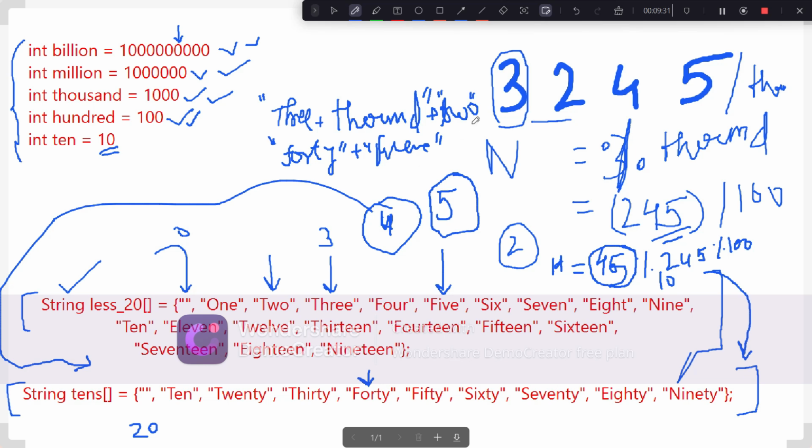3245. Okay, so whenever we divide a number, we have to append that as well. So we appended "thousand" here. With 2 also, we would append "hundred" here. Okay, so let me explain my exact code here.